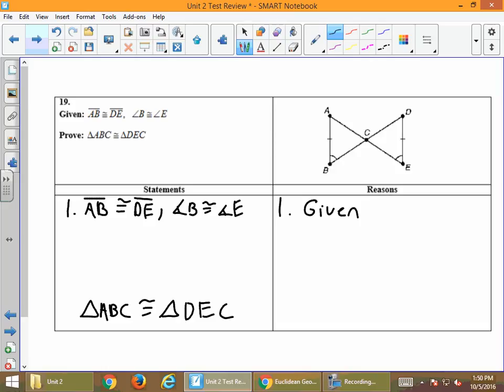Now, what type of triangles? Everything's marked already, so AB is congruent to DE, B is congruent to E. What other thing? Yes. Vertical angles. Very good. How do you know there's going to be vertical angles? Bow ties always have vertical angles. So vertical angles are congruent. So 2 is going to be vertical angles. Now, we have to name those vertical angles. Where are the vertical angles?